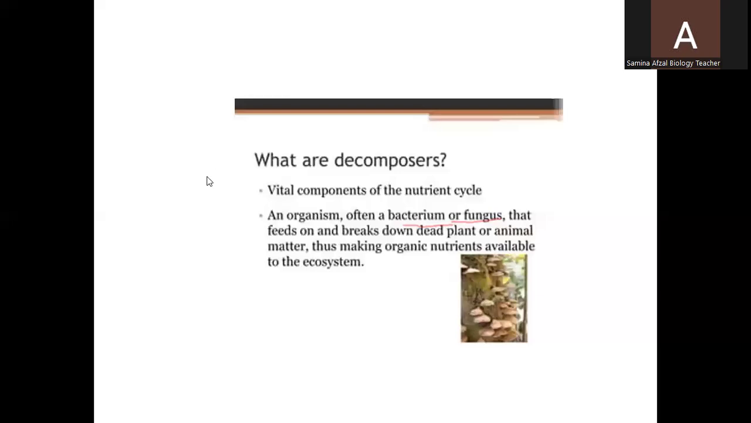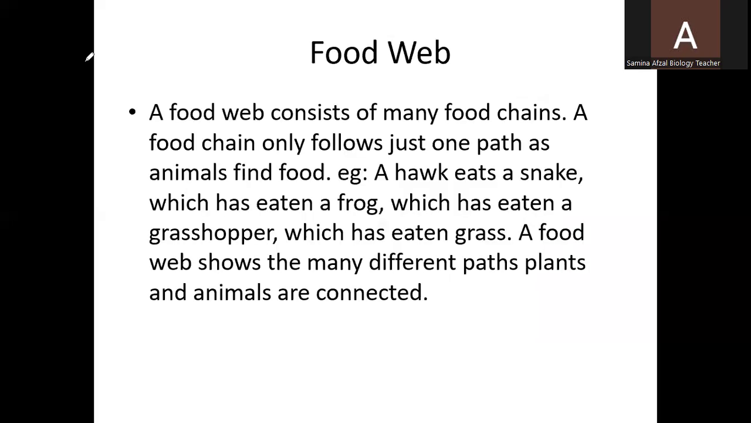Food web. A food web is one in which many food chains interact with each other. The food chain is the linear transfer of energy, but in a food web one organism depends on many other food resources. So we can say that many food chains interact with one another, and a food web consists of many food chains.